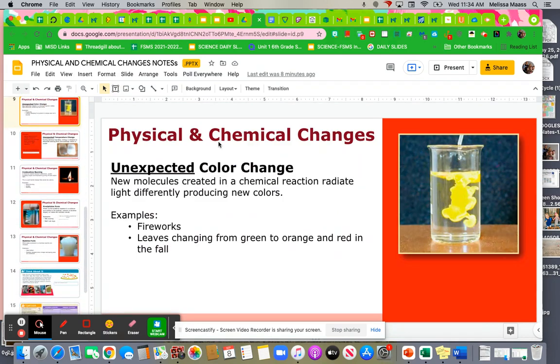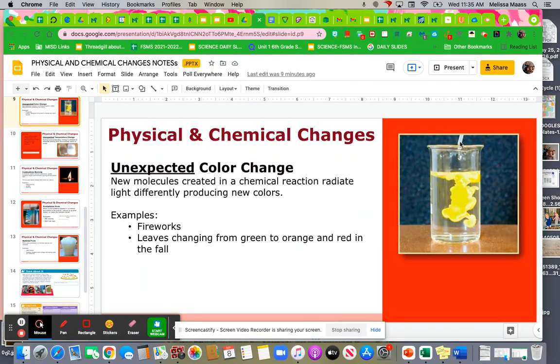Right here, physical and chemical changes. Unexpected color change. For when you have an unexpected color change, we're just going to read this real fast. New molecules created in a chemical reaction radiate light differently, producing new colors. Such as burning. All right, we talked about that when we were burning the paper. That is a color change. You also have an example here, fireworks, and then leaves changing from green to orange and red in the fall.